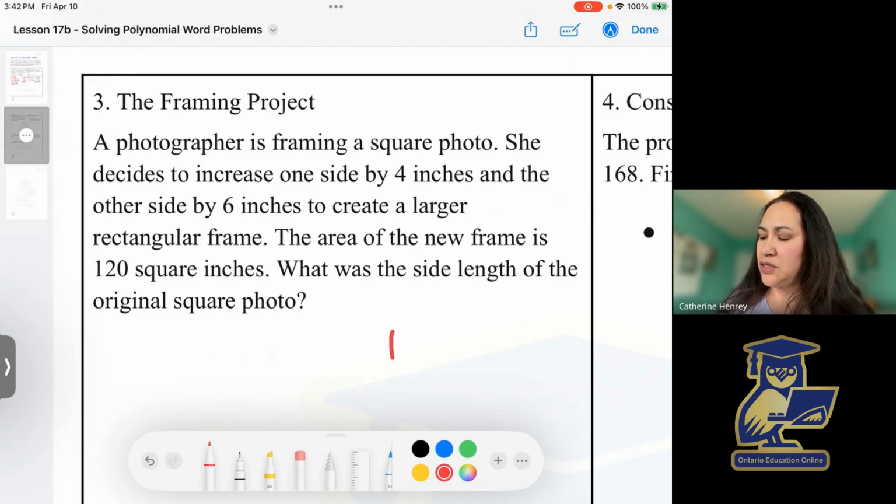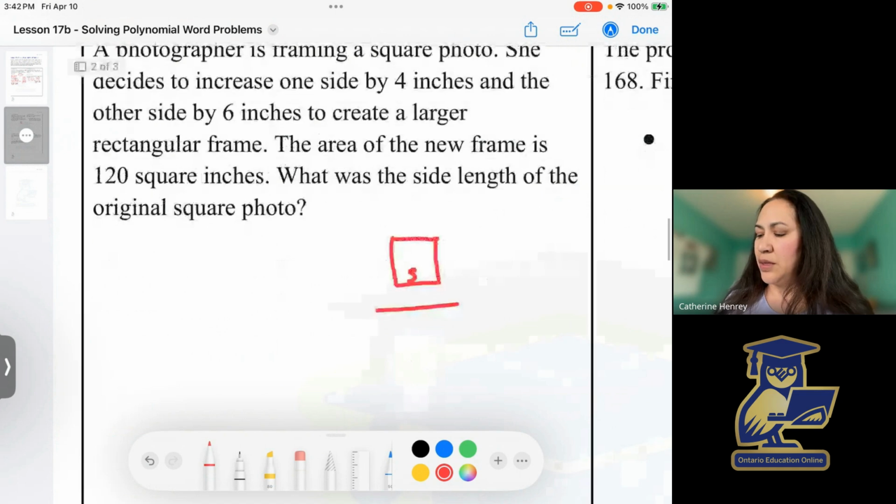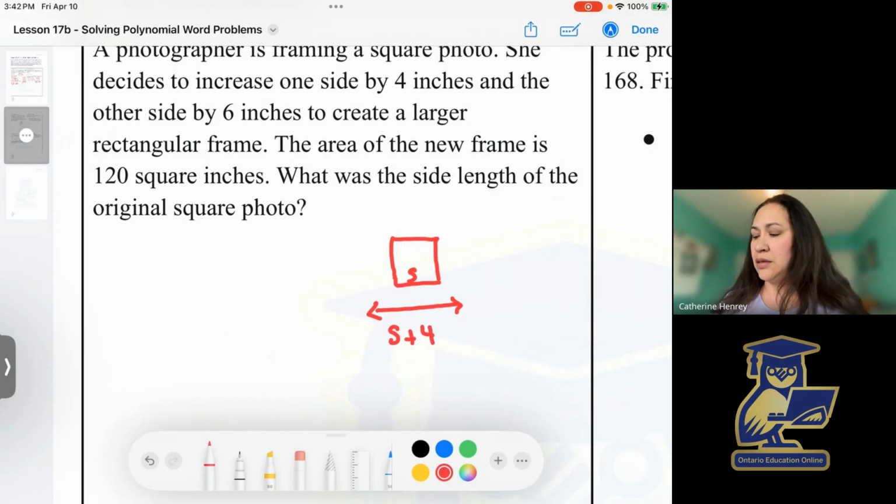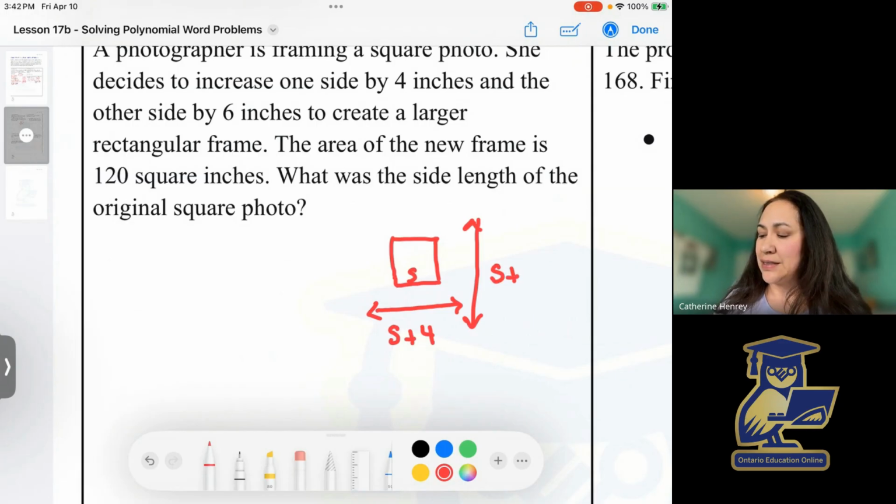So we initially started, this is my best attempt at a square, with a square photo with the side lengths of S. I put S on all 4 sides. Now, the photographer wants to add 4 inches to one side and 6 inches to the other. Let's say this is the side where the photographer adds 4 inches. And then over here, I'll draw a bigger arrow, and this is the side where the photographer adds 6 inches.